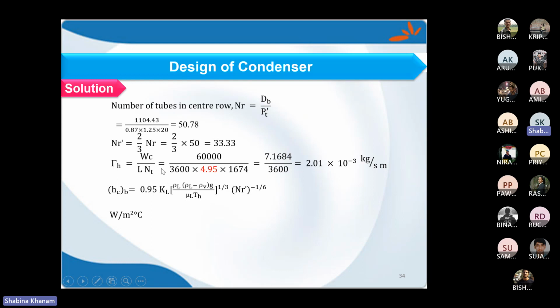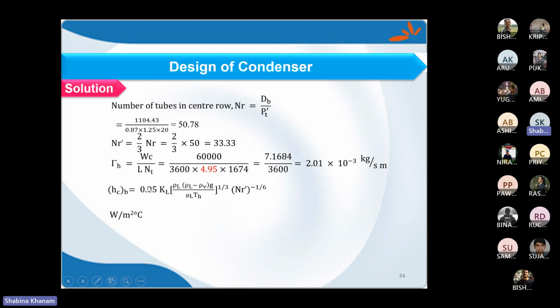This is not TH, this is capital gamma H, which you can see over here. And another parameter we need to find out is NR prime. Capital gamma H, when we consider, that is WC by L into NT. WC, that is the mass flow of condensate, is given as 60,000 kg per hour. That we have seen before also. And here I'm having 1674. It should be 76, remember? So this NT should be 1676. Whatever correction I'm telling you, please recalculate there.